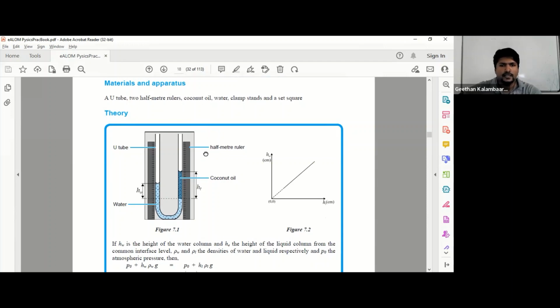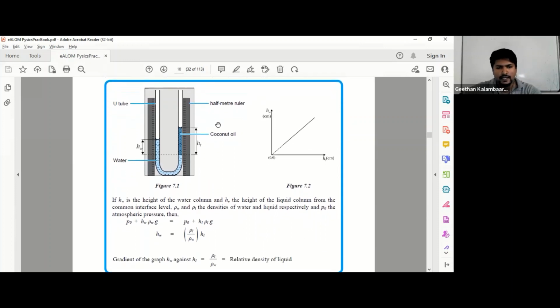Right, so let's see how we do this practical. You can see the diagram, and we are going to set the apparatus as we see in the diagram. Here we are using water and coconut oil. Remember, you can only compare liquids using this device which do not mix with each other. So you can only compare immiscible liquids.